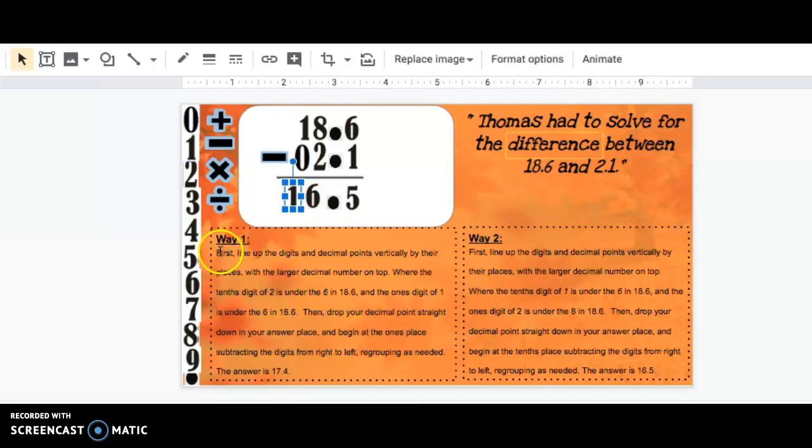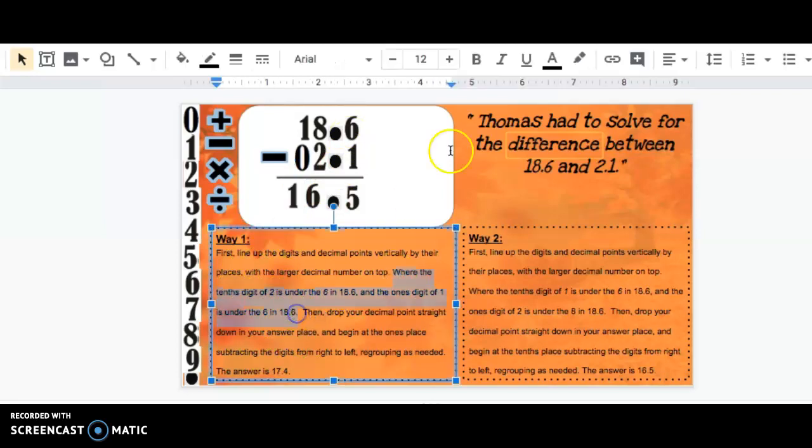So it says way 1: first line up the digits and decimal points vertically by their places with a larger decimal number on top, which we did. So far way 1's correct. Where the tenth digit of 2 is under the 6 in 18.6, and the ones digit of 1 is under the 6 in 18.6. But the 2 is supposed to be underneath the 8, and the 1 is supposed to be underneath the 6 according to place value. Way 1 is incorrect just by that statement.